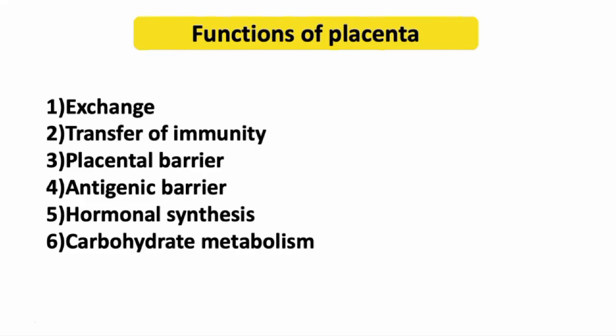So this will conclude our discussion on the functions of the placenta. Let me summarize them. It helps in exchange, it helps in transfer of immunity, it acts like a placental and antigenic barrier, it also helps in hormonal synthesis, and with the help of human placental lactogen, it also plays a major role in carbohydrate metabolism of the mother.